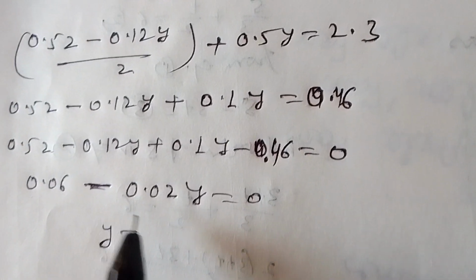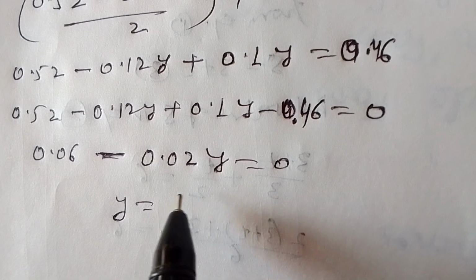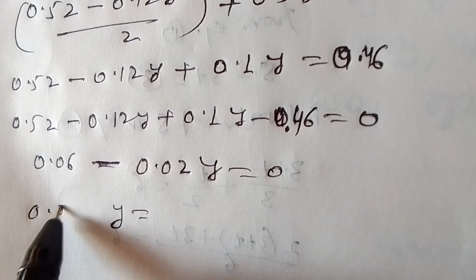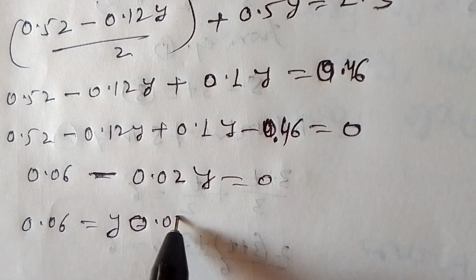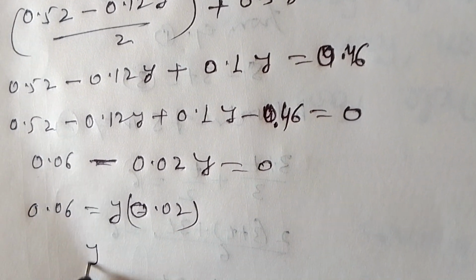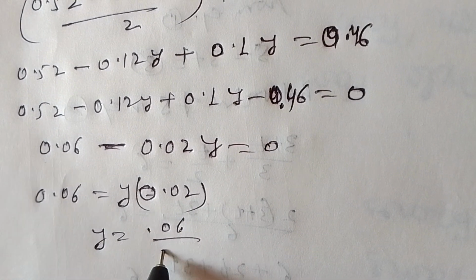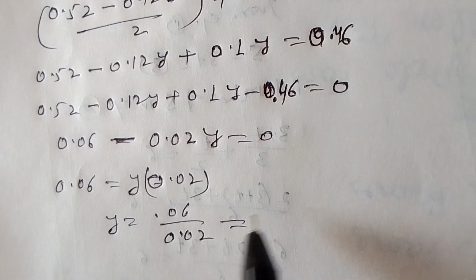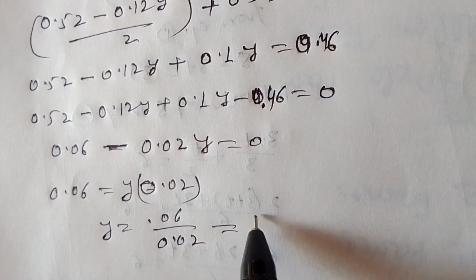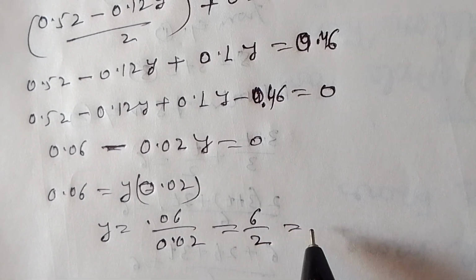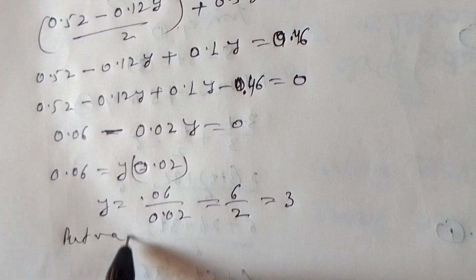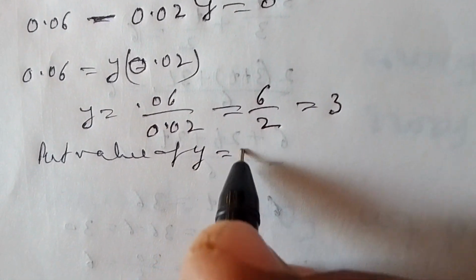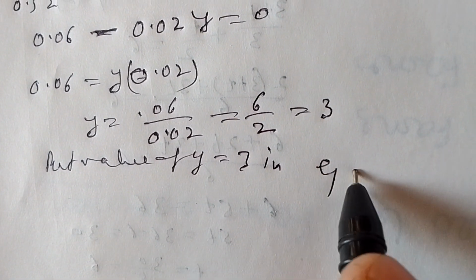So it can be written as 0.06 is equal to 0.02y. So y can be written as 0.06 divided by 0.02, cancelling point with point, so it becomes 6/2. The answer comes out to be 3. Put the value of y is equal to 3 in equation 3.